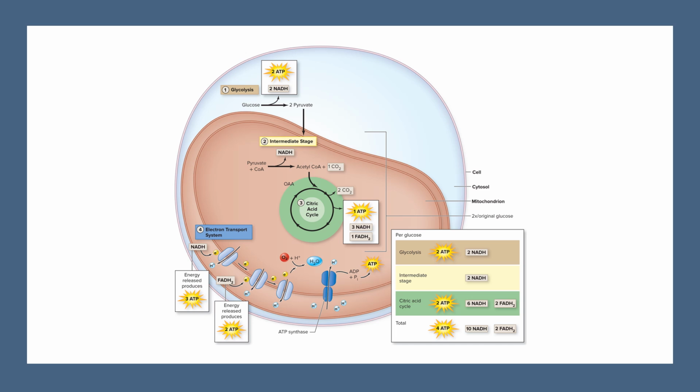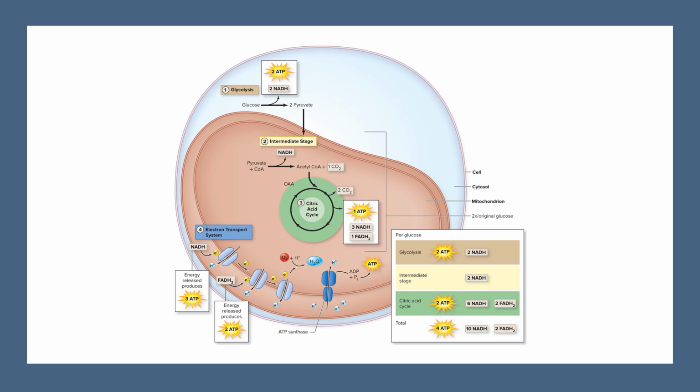In the intermediate stage, also the second phase, it occurs within the mitochondrial matrix. The process is the conversion of pyruvate to acetyl coenzyme A. 2 CO2 molecules are released per pyruvate.